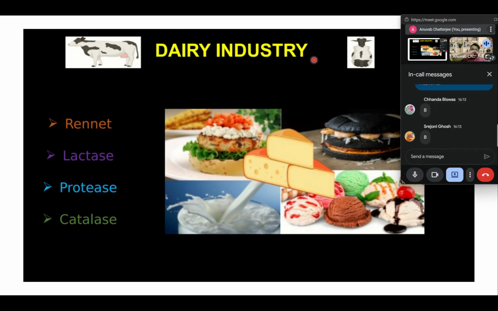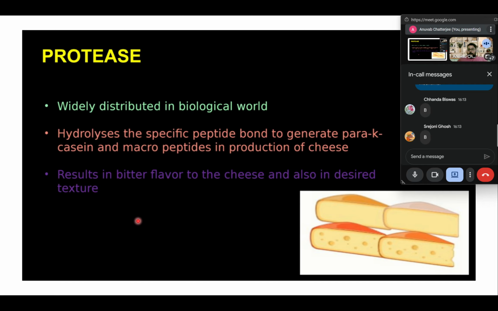So what is it used in? These proteins are used in various different industries. For example, in dairy industries, different enzymes such as rennet, lactase, protease, or catalases are used for different applications. For example, protease is widely present in the biological world, and it specifically hydrolyzes or cleaves the peptide bond between casein and macropeptides, which is used in production of cheese. This results in the bitter flavor of the cheese and also the desired texture of the cheese that we have.